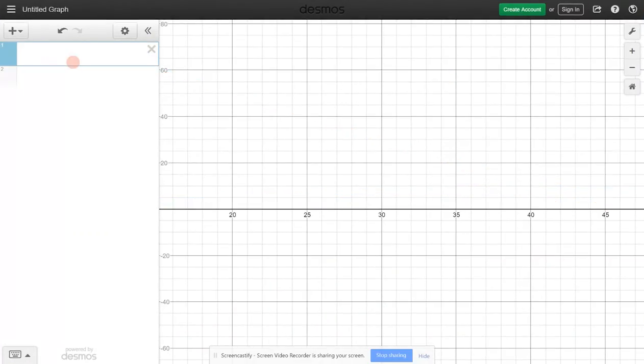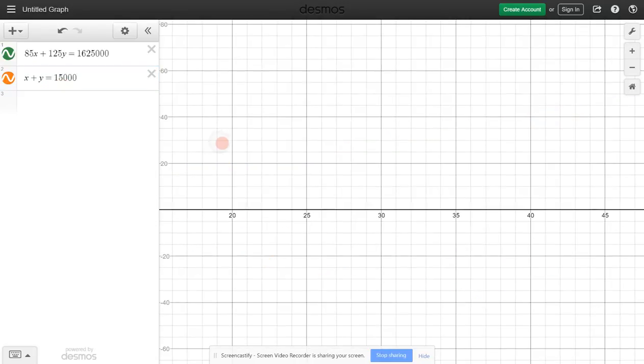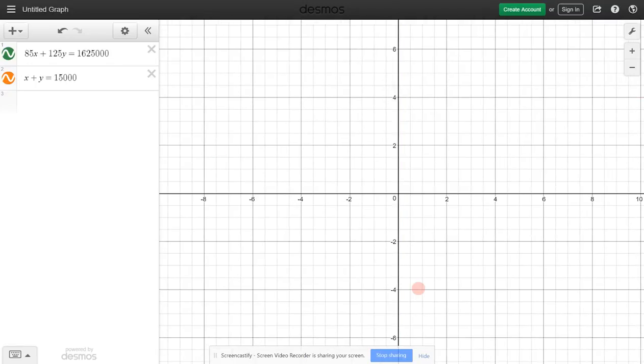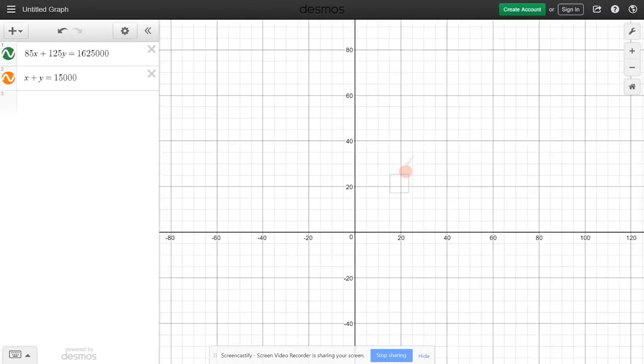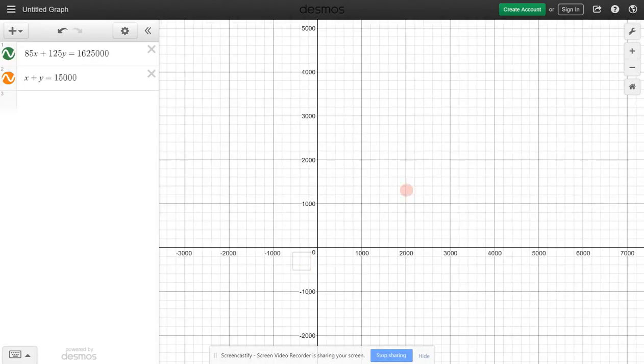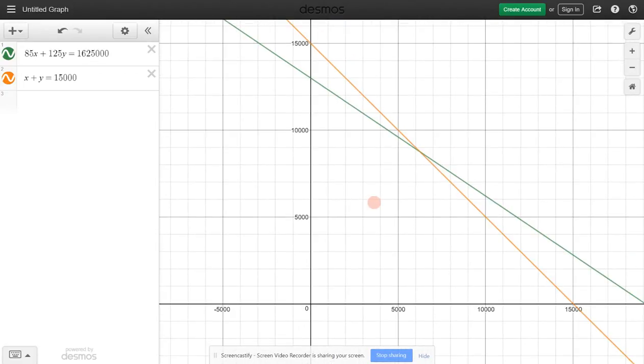And once more, we are going to type in our equations. 85x plus 125y equals 1,625,000. And the second equation is x plus y equals 15,000. I can't see the graph, so I'm going to have to start zooming out until I see my two lines, because these are fairly large numbers. And there they are. If I look carefully at where the 2 lines intersect, it tells us that 6,250 and 8,750 is the solution to this linear system.